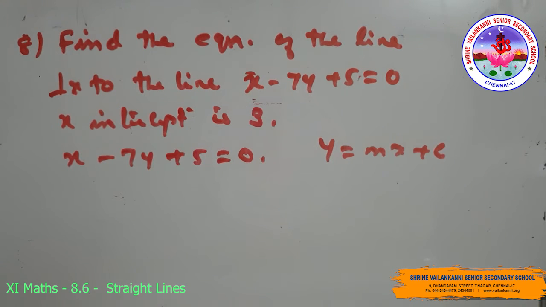Eighth question, find the equation of the line perpendicular to the line x minus 7y plus 5 equal to 0 and having x intercept 3. First we have to find the slope. Here it is perpendicular to the line, so we have to convert it into minus 1 by m. Then we are given the x intercept, so we have to use the formula y equal to m into (x minus d) so that we can get the equation of the line.